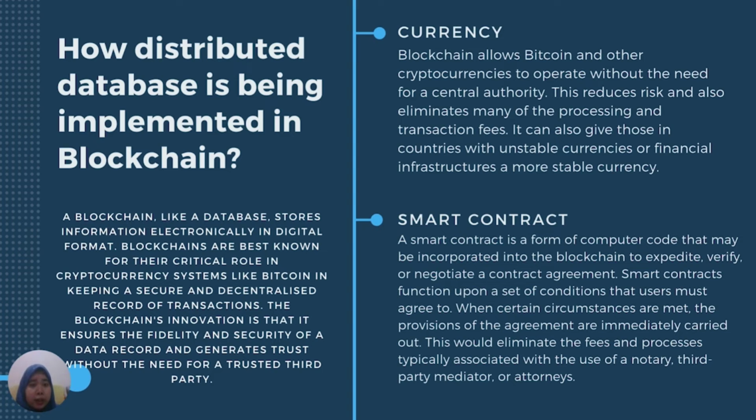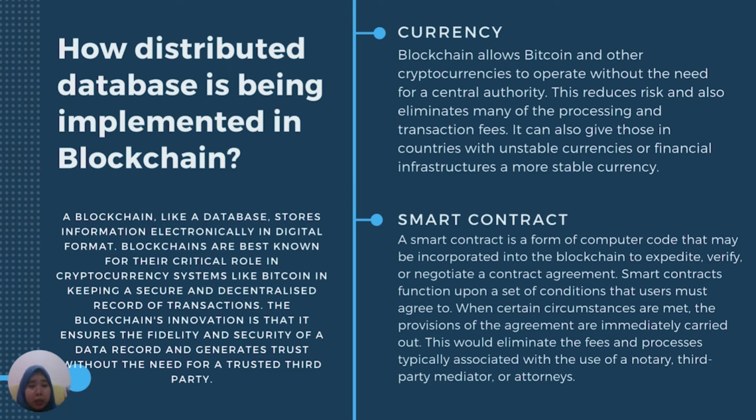The first point is currency. Blockchain allows Bitcoin and other cryptocurrency to operate without the need for a central authority. This reduces risk and also eliminates many of the processing and transaction fees. It can also give those in countries with unstable currency or financial infrastructures a more stable currency.